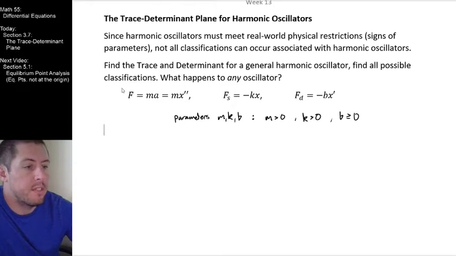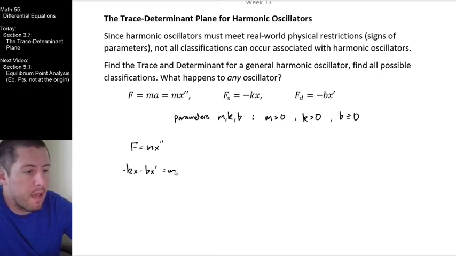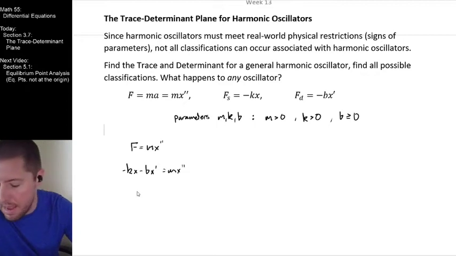So what I'm going to do is write this second order differential equation. We've got that force equals m x double prime. The sum of our forces is the spring force plus the damping force. That's negative kx minus bx prime equals m x double prime. And this is what led us to our system of differential equations. So I'm going to go ahead and divide everything by m.